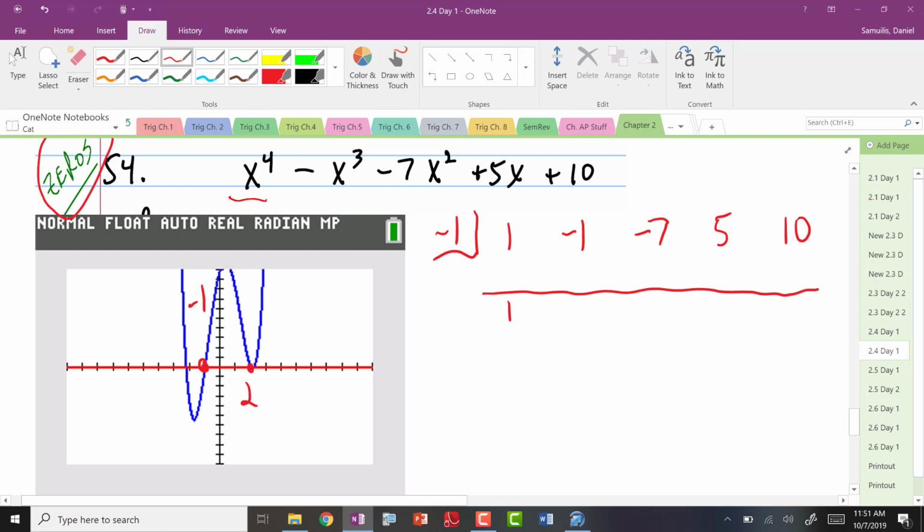Anyway, bring down the 1. And you know why I'm going back to the old school? What should happen? According to the graph, this definitely should be a what? 0. -2 times -1 is 2. 2 plus -7 is -5. -1 and -5 is 5. 5 plus 5 is a boom shakalaka.